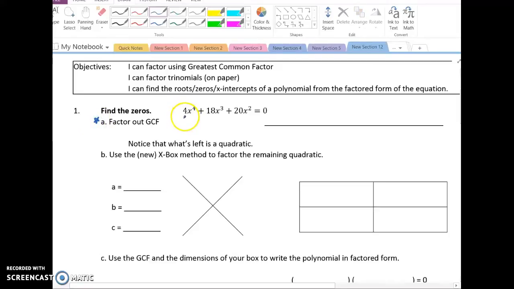So if I look at 4, that would be 2 times 2. 18 would be 2 times 9, which is 3 times 3. And 20 would be 5 times 4. And 4 is 2 times 2. So if I look for a GCF, it looks like they all have a 2 in common. So my GCF is going to be 2, and then for the smallest exponent, it is 2x squared.